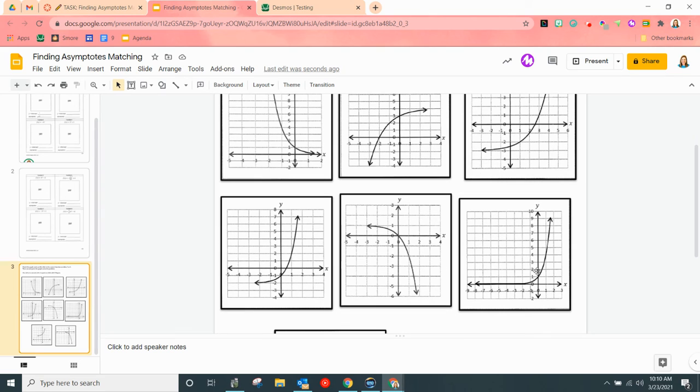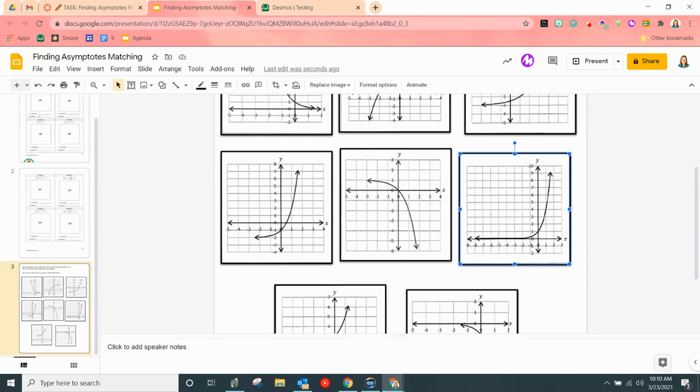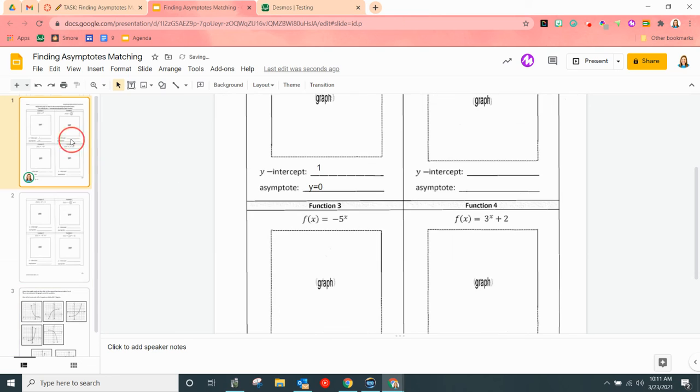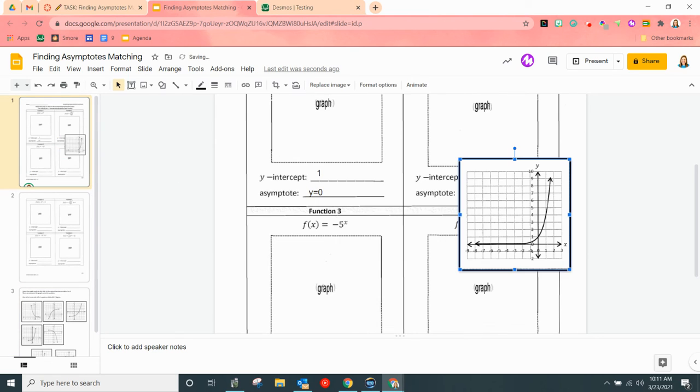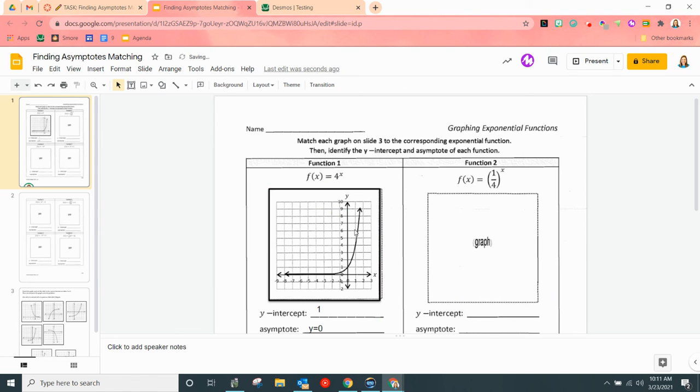Oh, it kind of looked like this one. It was crossing at 1. It was increasing. Didn't look like that. It wasn't below my x-axis, so it can't be that one. It wasn't up here. No, it's got to be this one right here. So I'm going to do Control X, and I'm going to Control V. Paste it over here. There's the graph for that one.